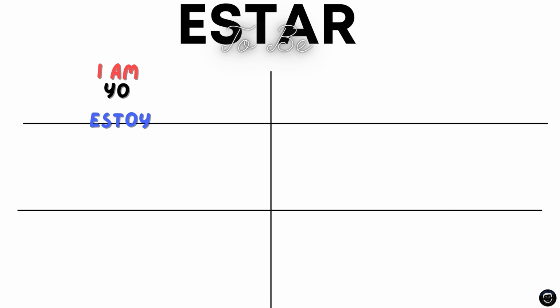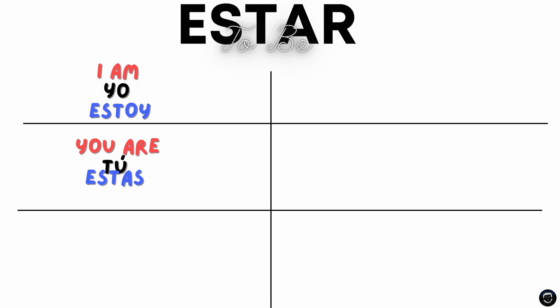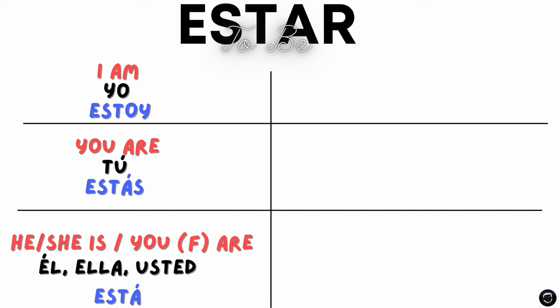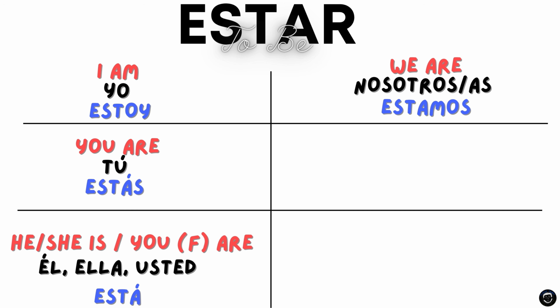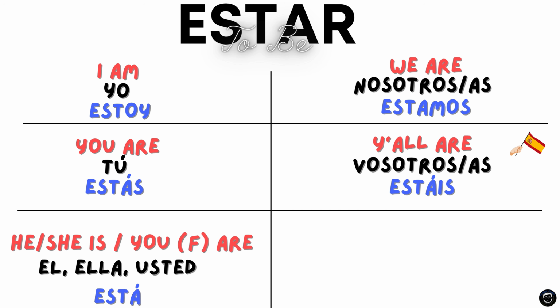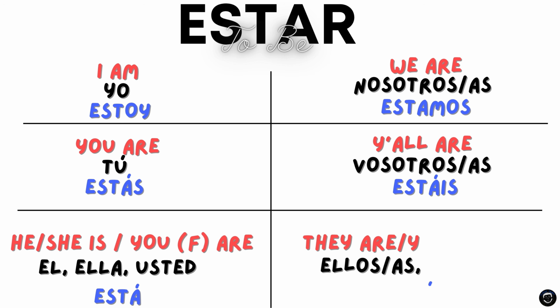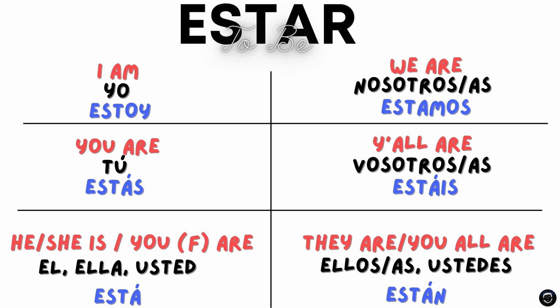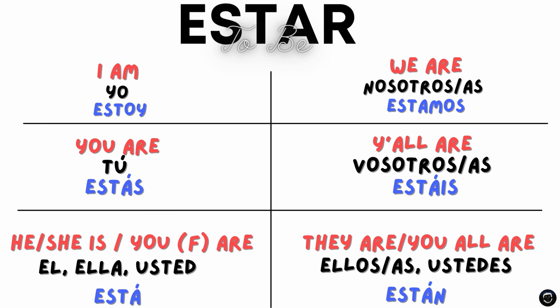I am, yo estoy; you are, tú estás; he, she is, you formal are, él, ella, usted está; we are, nosotros, nosotras estamos; you all are, vosotros, vosotras estáis, this one is used in Spain; they are, you all are, ellos, ellas, ustedes están. Notice that we must add an accent on the A in all of the forms except on the I and we form.